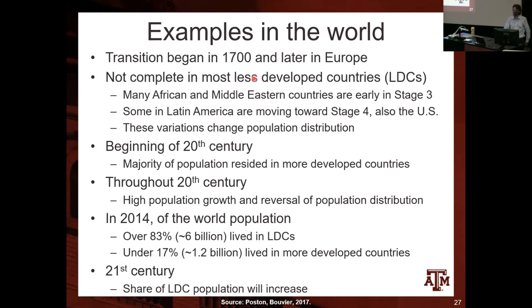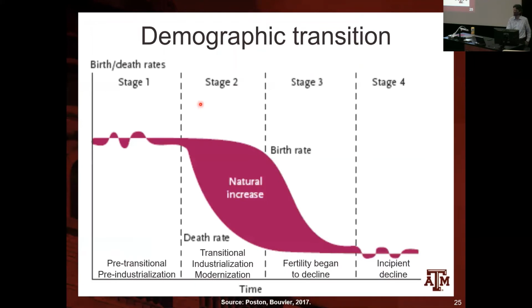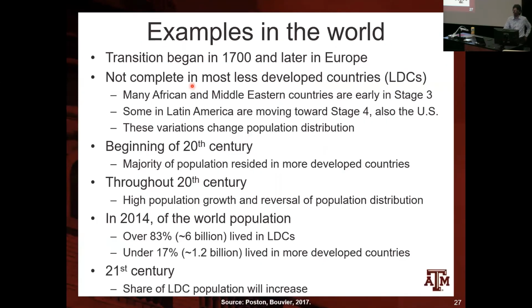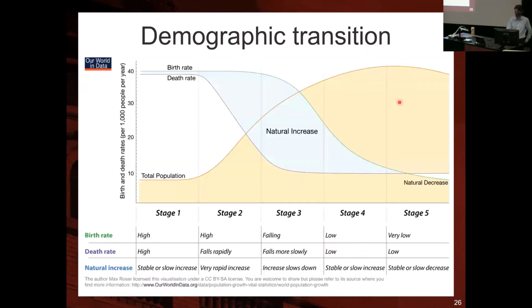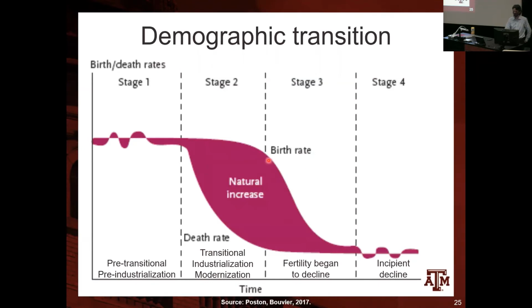And here's pretty much like putting the world population into those stages. You're seeing which countries are in each one of these stages right now. So the transition began in the 1700s and later in Europe. And it's not complete in most of the less developed countries. So many African and Middle Eastern countries are still in stage 3. So they still have high levels of fertility. So they still have high population growth.